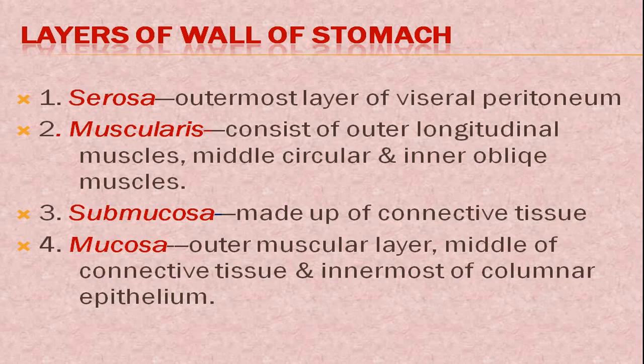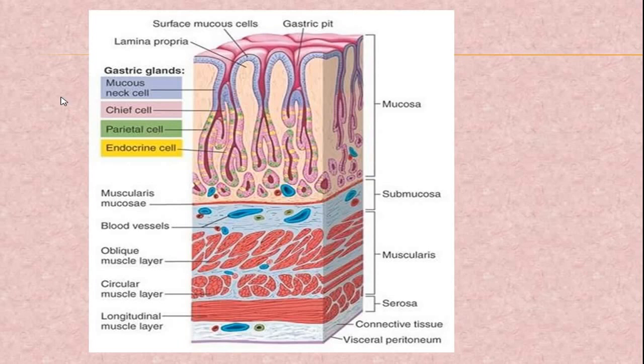Mucosa is also made up of 3 layers. Outermost is muscular layer, middle is of connective tissue, and innermost is of columnar epithelial cells. Columnar epithelium cells are column-shaped or longitudinal cells which make the inner lining of the lumen of stomach or innermost layer of mucosa. As you can see in this figure, outermost is visceral peritoneum or serosa, then comes muscular layer. These are the 3 layers of muscular layer. Outermost, or first one, is longitudinal, second is circular, and the innermost is oblique.